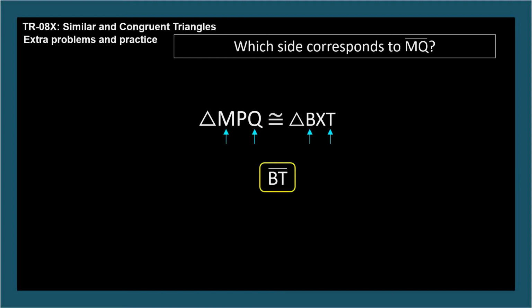Since we're told these triangles are congruent, we also know MQ is congruent to BT. If we were told the triangles were similar, then we couldn't say the segments were congruent.